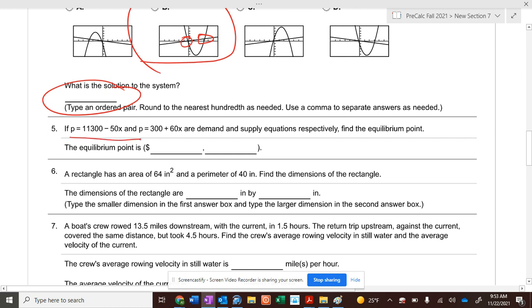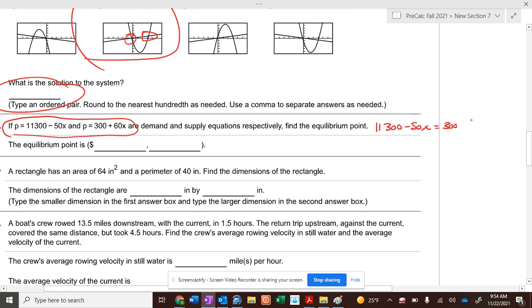Equilibrium point. You have to figure out where these supply and demand are equal. That's the equilibrium point. So since they're both equal to P, you can set them equal to each other. So 11,300 minus 50x equals 300 plus 60x. If I add 50x to each side, 11,300 equals 300 plus 110x. Subtract 300, 11,000 equals 110x. Divide by 110. x equals 100.